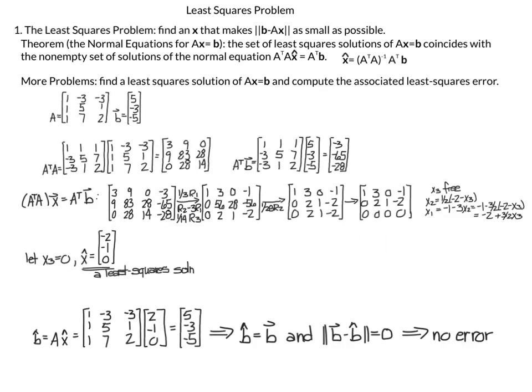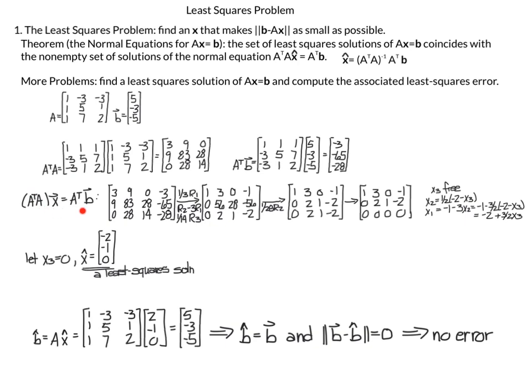Here's my first solution. I started by transforming to the normal equation. So I did my A transpose times A over here, and I get the 3 by 3 matrix with column vectors 3, 9, 0, 9, 83, 28, 0, 28, 4. I also did my A transpose b, and I get the column vector -3, -65, -28.